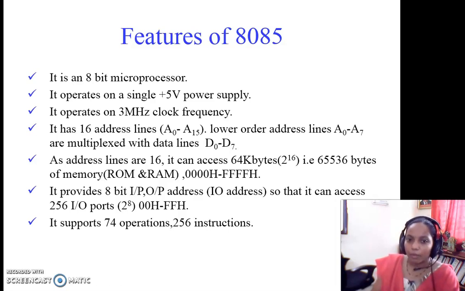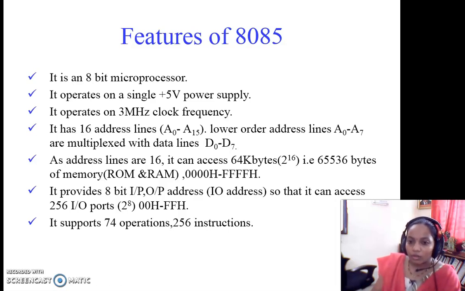It is an 8-bit microprocessor. It operates on a very low voltage, that is a plus 5 volt power supply. It operates on 3 MHz clock frequency. It has a 16-bit address line, that is A0 to A15. In that, A0 to A7 are the lower address lines, which are multiplexed with D0 to D7. As we know that it has a 16-bit address line, so we can access 64 kilobytes of memory.